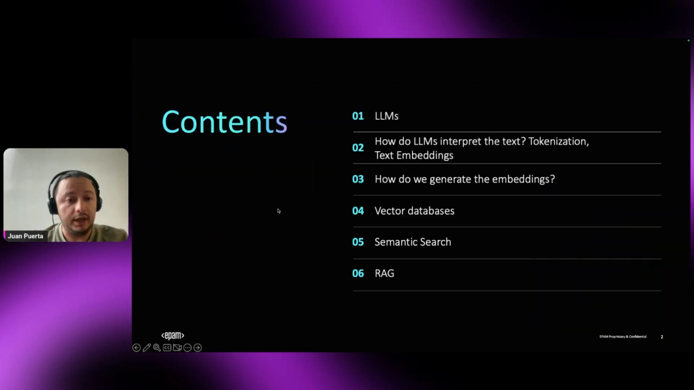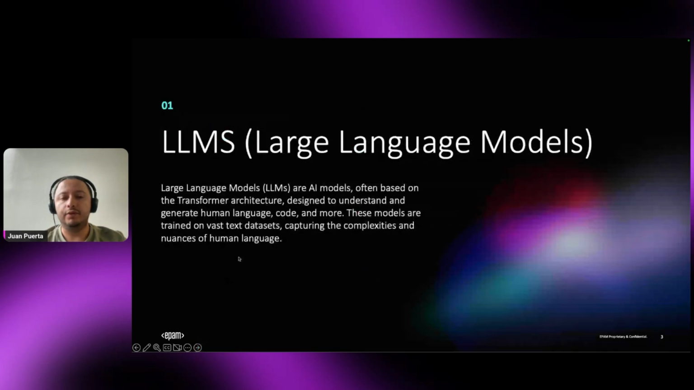Today we will talk about large language models and how they interpret text. We will cover tokenization, embeddings, how we can generate those embeddings, how we can apply semantic search, and how to implement retrieval-augmented generation. First, what large language models actually are.